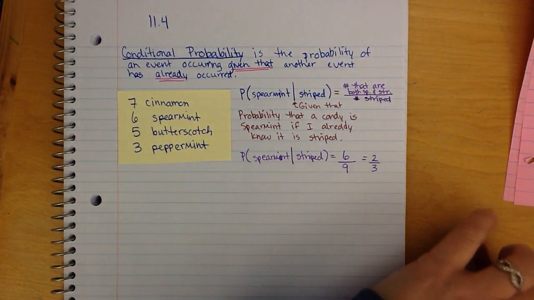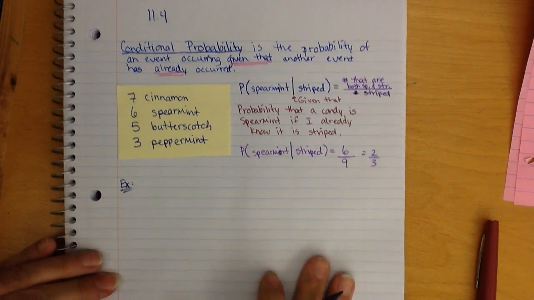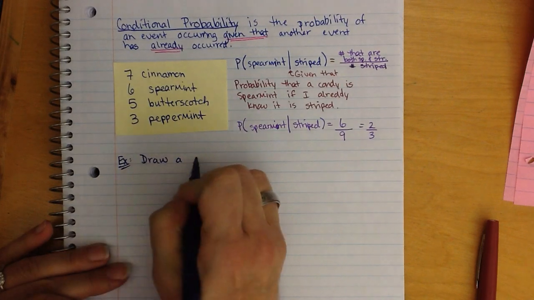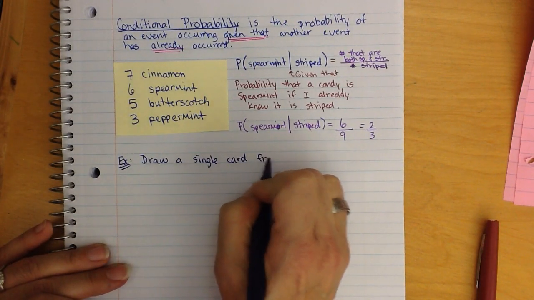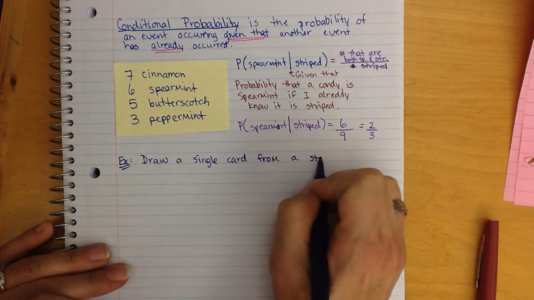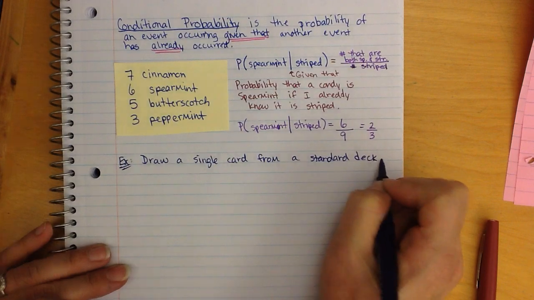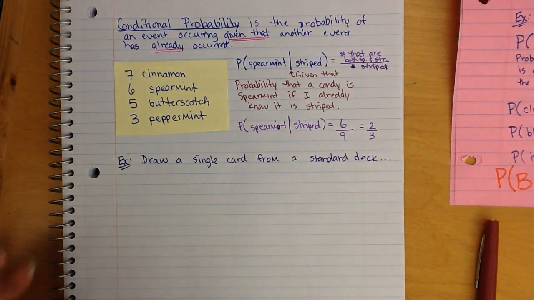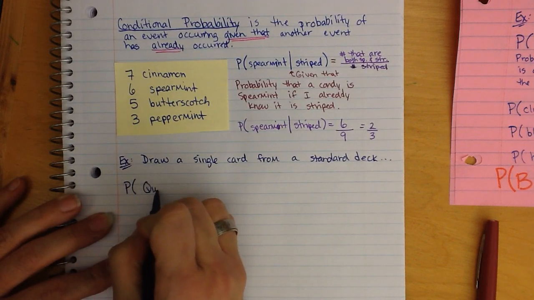So let's look at some more examples so we can see how to set these up. What I'm going to do is draw a single card from a standard deck. And I'm going to ask you several questions for this given that stuff. So first I want to know this one.